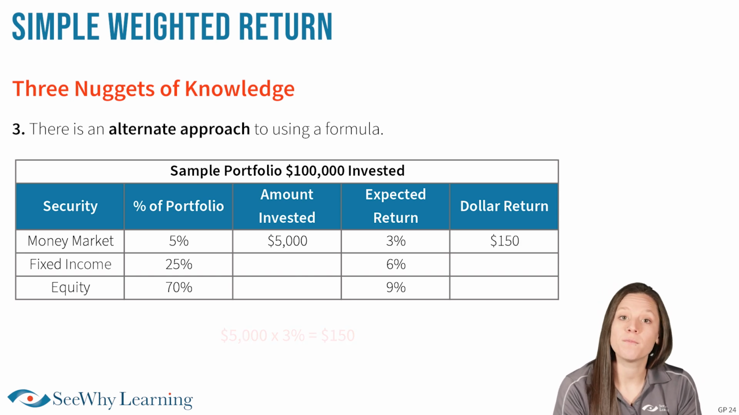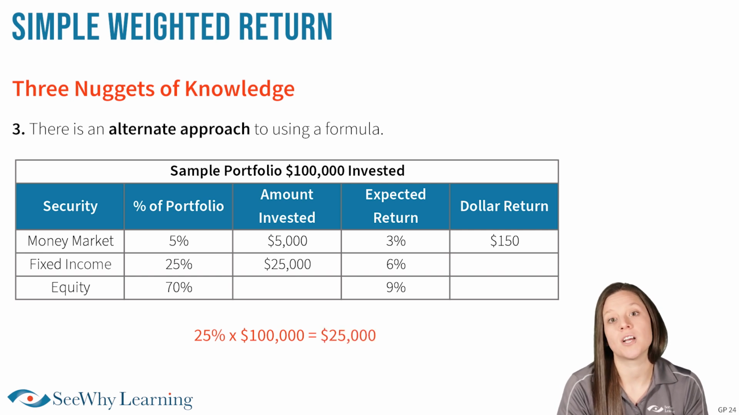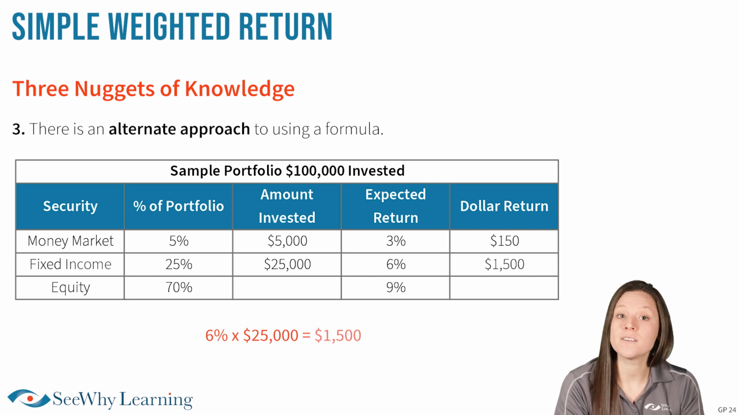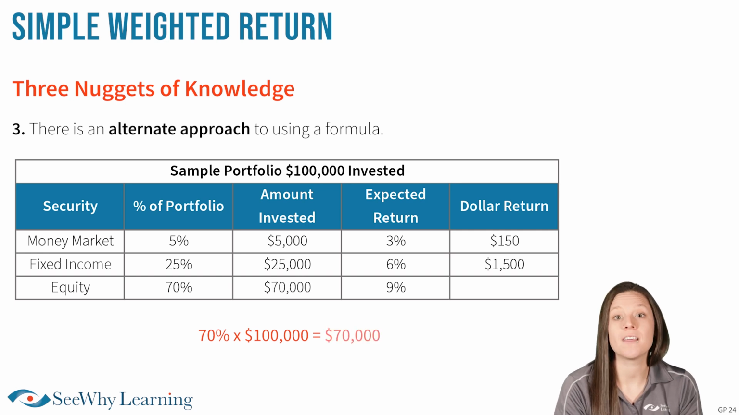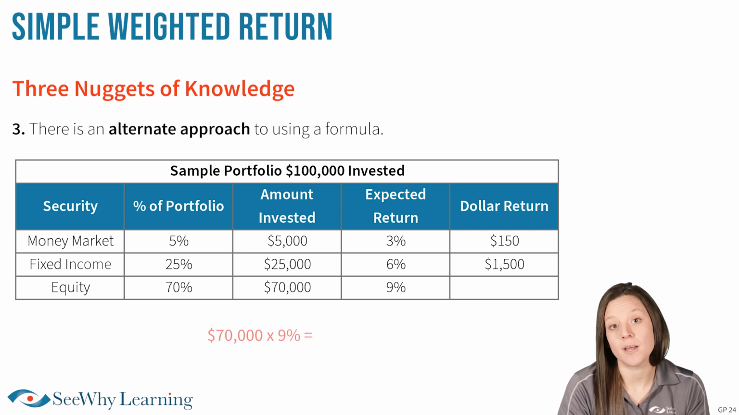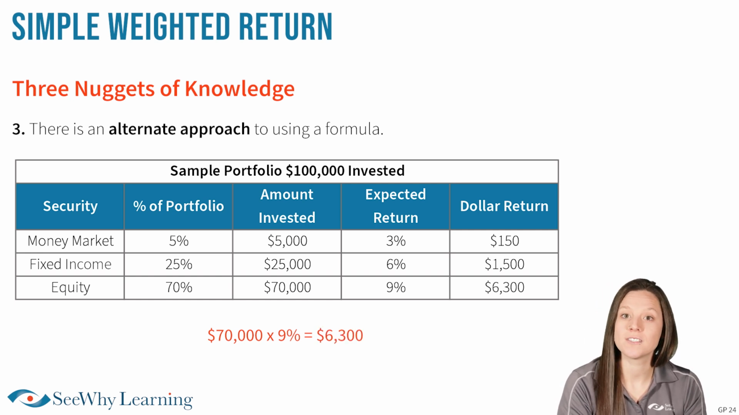If we have 25% in fixed income, that would equal $25,000. If the fixed income investment generates a 6% return per year, that would be $1,500. If we have 70% in equity, that would equal $70,000. If the equity investment generates a 9% return per year, that would be $6,300.